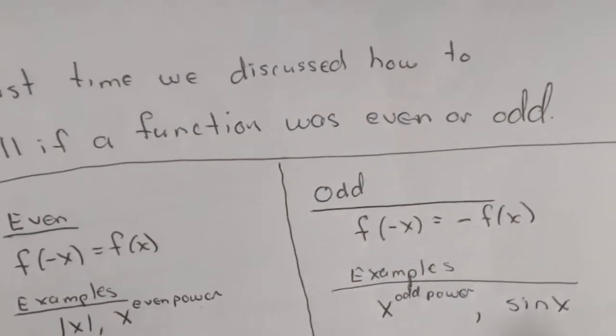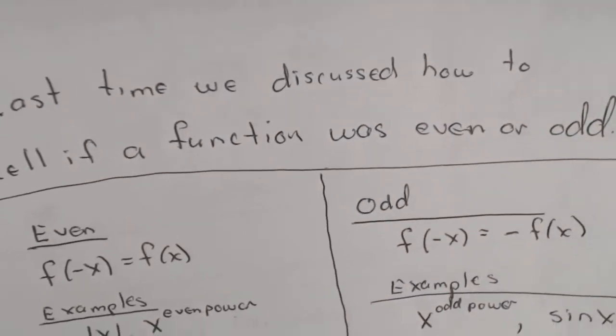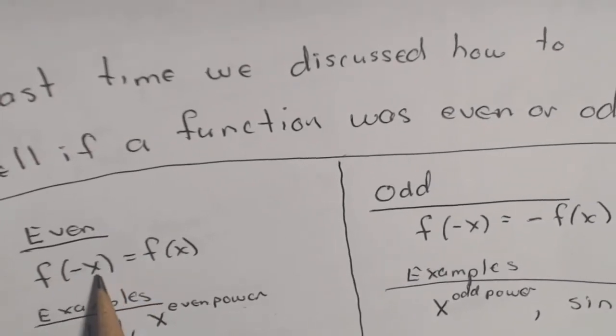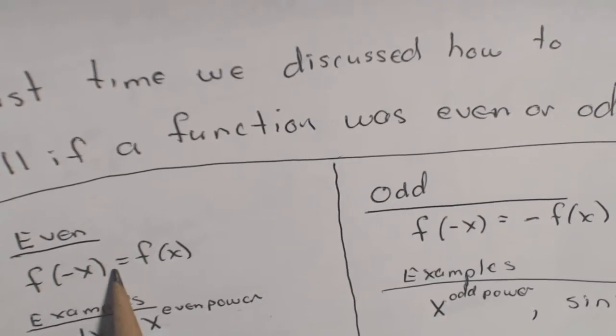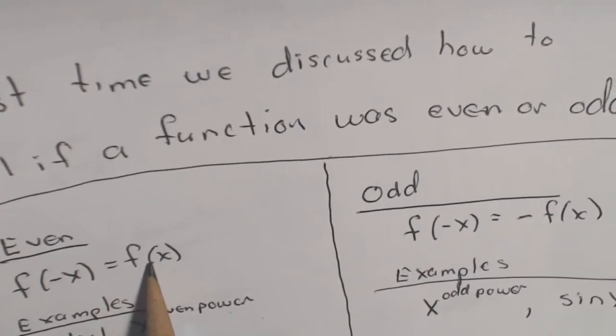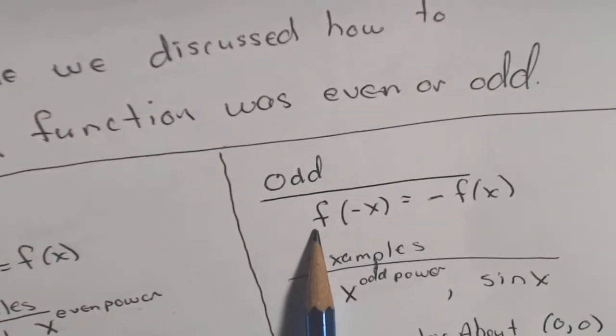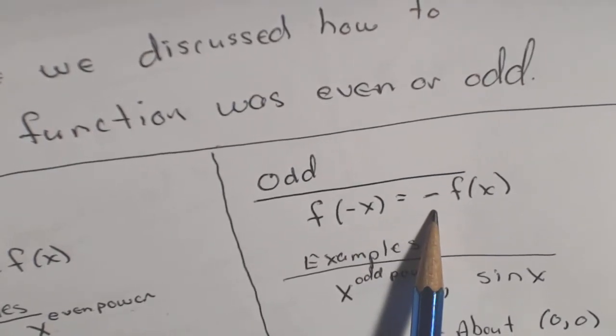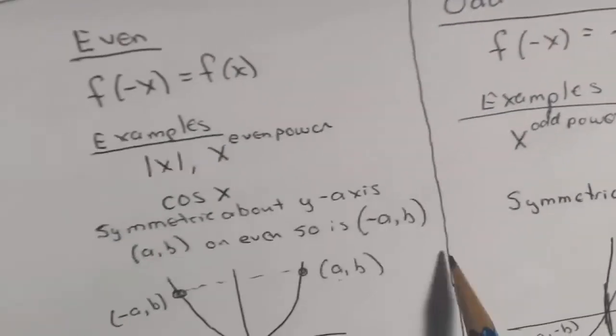Last time we discussed how to tell if a function was even or odd. We said that even functions are determined by f of negative x giving you exactly the original function back. And we said that odd functions, the test was if f of negative x gives you the opposite of the original function. And we showed examples of what that meant.